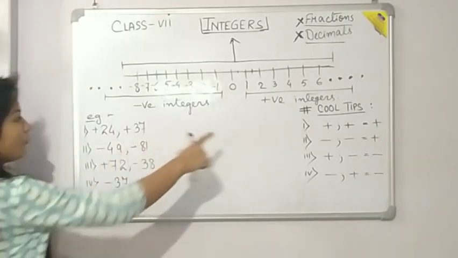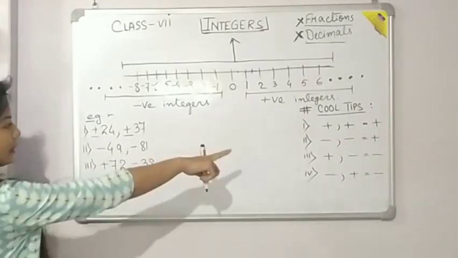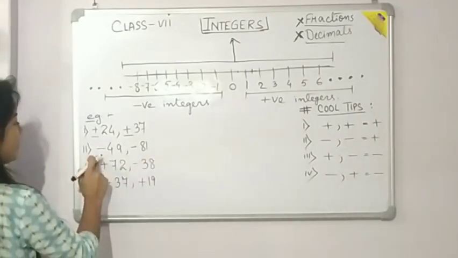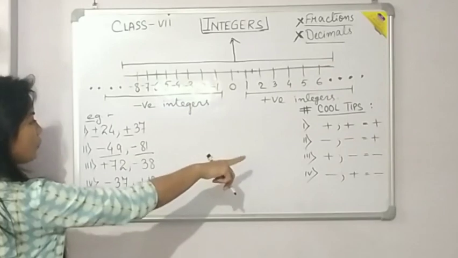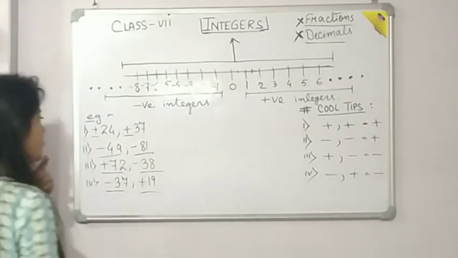So accordingly, using this format, I have taken some examples. You can see here, I have taken two positive numbers. Next is two negative numbers. Alright. And next, one positive, one negative, and one negative, one positive. So let us try to solve.